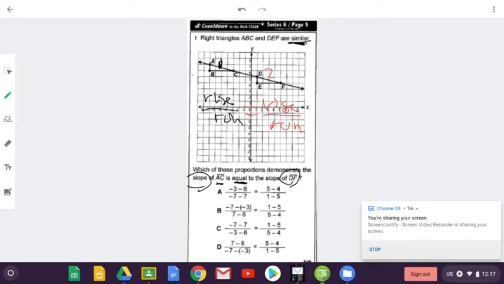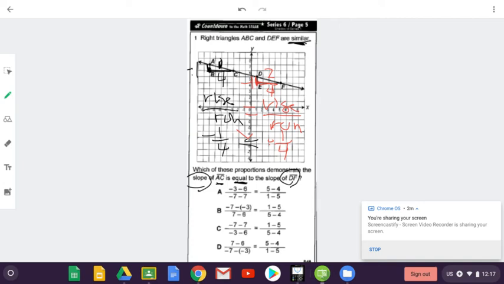So here I'm going to go rise. In this case, I'm going down, so that's -1. I'm going to go over 4. So my rise over run here is -1 over 4. Now I'm going to do the second step. Here, same difference: -1 over 4. So both of them look like they're going to be equal to each other. Now I have to figure out from the answer choices which one shows me that.